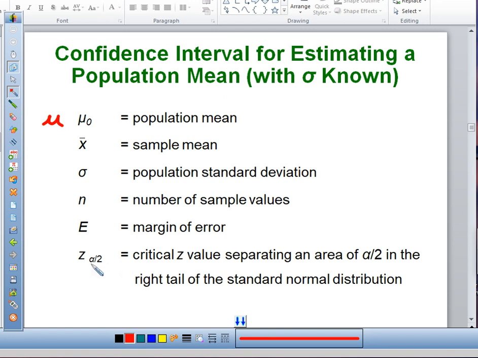And then Z alpha over 2, which is what your book will call it, but really here in class we're just going to call it our critical value. That's the same thing as the Z-score, that says how many standard deviations we want to be away from the mean. So that's our critical value, how many standard deviations we're going to go to the left and to the right of the mean. So go ahead and write those down. Pause this if you need to write those down or anything in your notes.